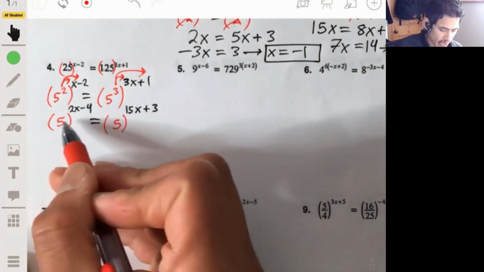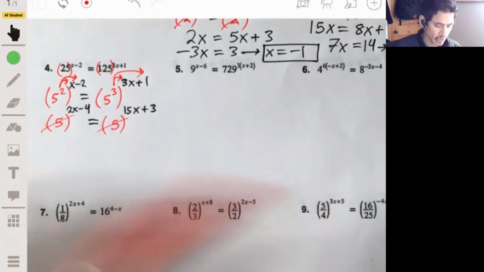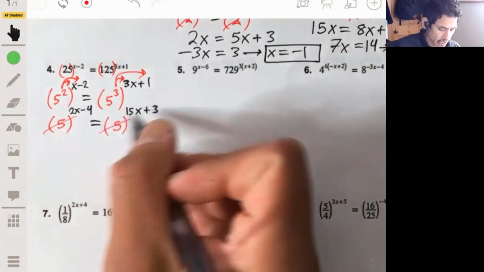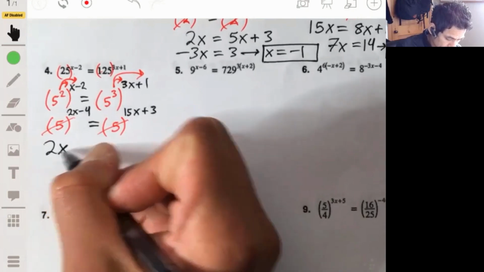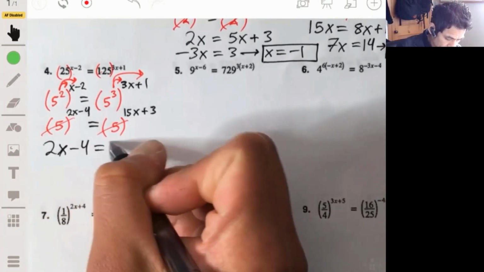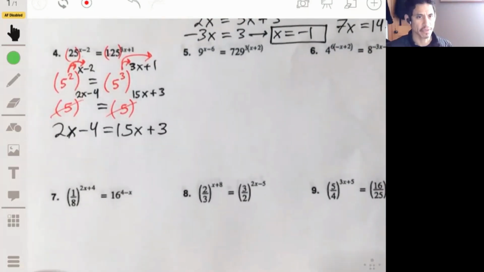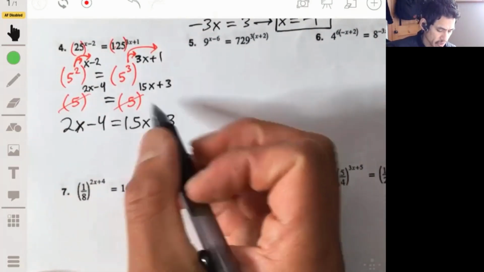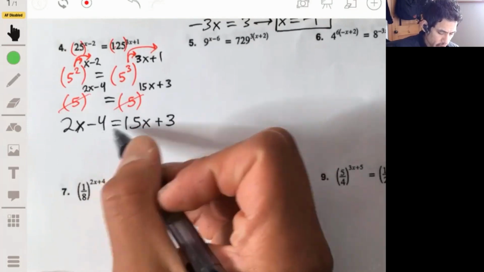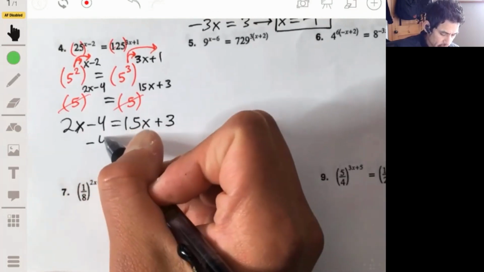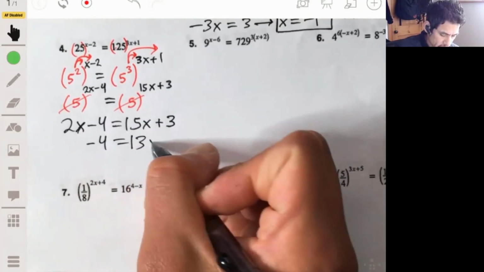Now you have the 5s all isolated inside the parentheses, so then we can just set the exponents 2x minus 4 equal to 9x plus 3. And it just becomes your elementary equation. So we just take away 2x from both sides. We get negative 4 is 7x plus 3.